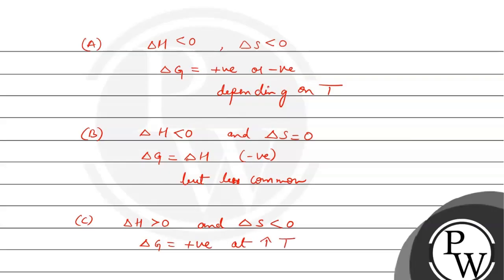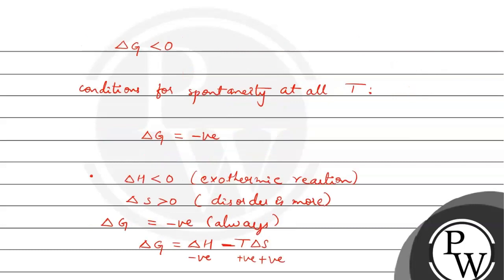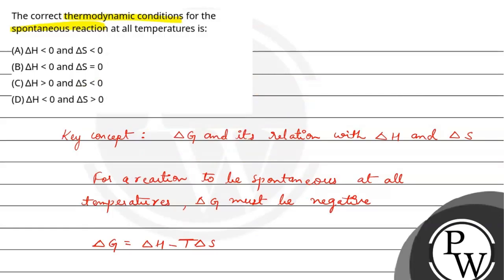Now we are left with the last option, that is option D, which says delta H is less than 0 and delta S is greater than 0. So here delta G is always negative whatever be the temperature. So therefore, based on the analysis, we can clearly say that option D is the correct answer for this question.